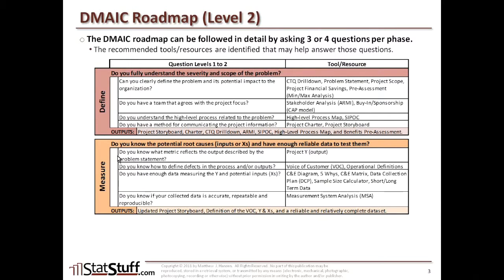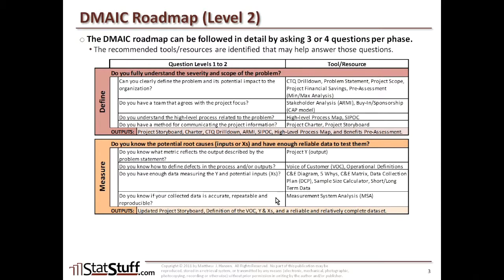Do you know what metric reflects the output described by the problem statement? If not, then you might want to use something to help you define the project Y. Then once you have that, you can answer this next question. Do you know how to define defects in the process or the outputs? Well, if you're not sure, then use these tools to help you. Once you can answer it, go to the next one. Do you have enough data measuring the Y and the potential inputs, or the X's? If you're not sure, then these are the tools that can help you in answering that question.